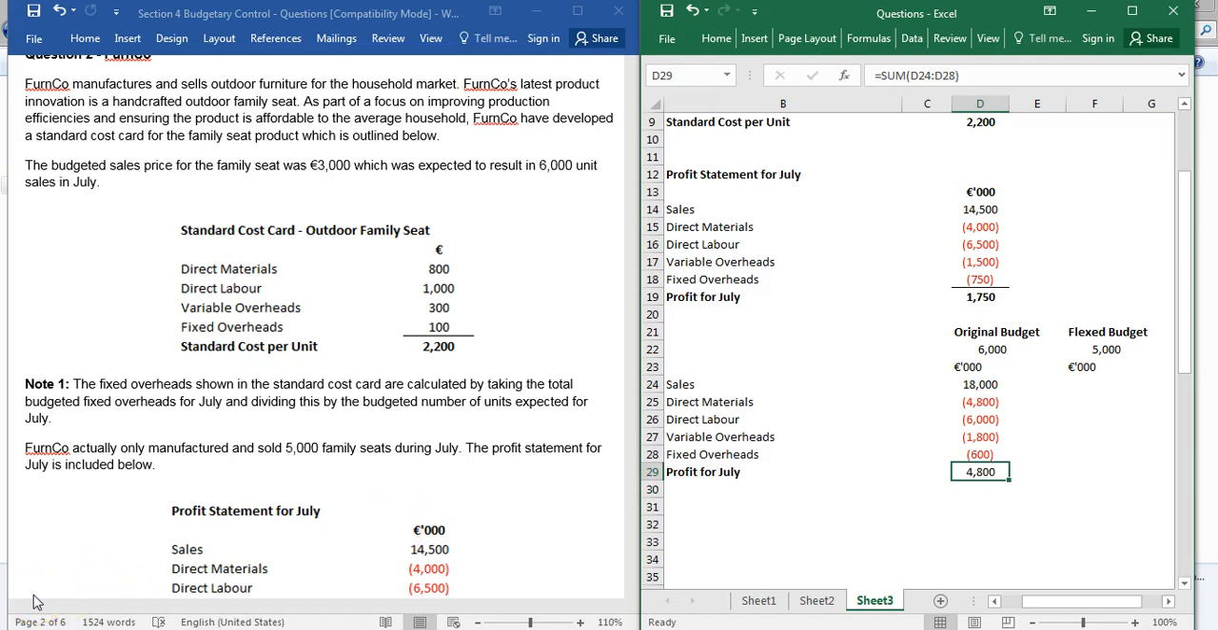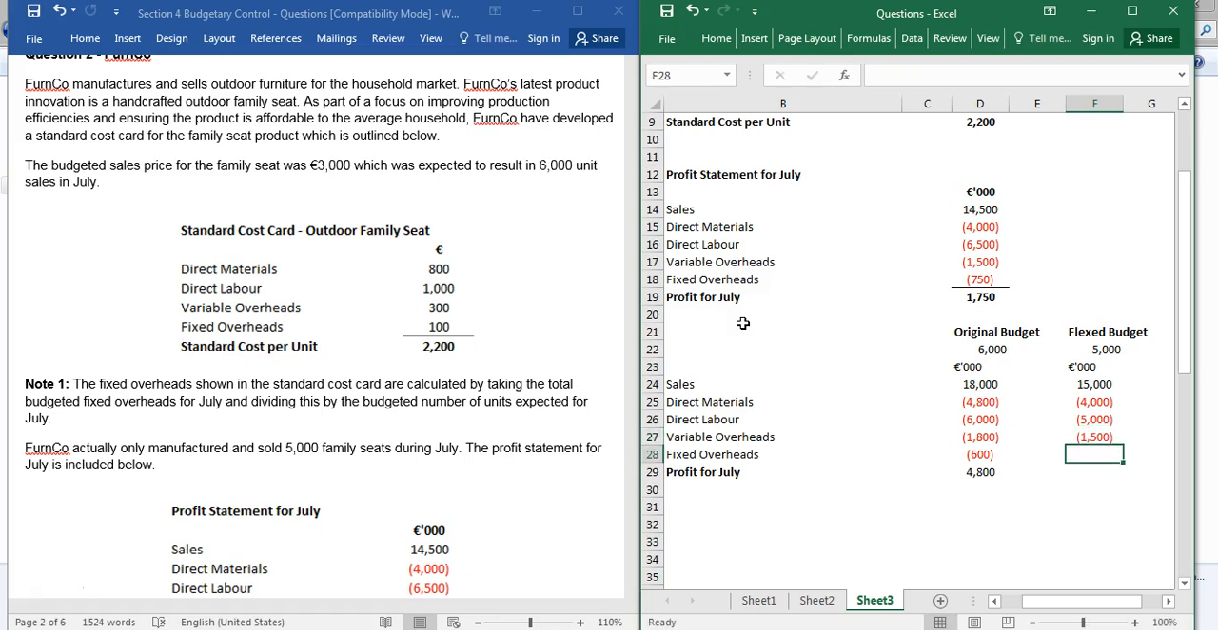However, we know that they only sold 5,000 during July, so we have to compare like for like. So we need to change the budget, or what we call to flex the budget, down to 5,000 units. And again, all we're doing is multiplying the 5 by each of these, but watch when we come to fixed overheads. So it's 5,000 units times 3,000. 5,000 units times 800 per unit for materials. 5 times 1,000 for labour, and 5 times 300 for variable overheads.